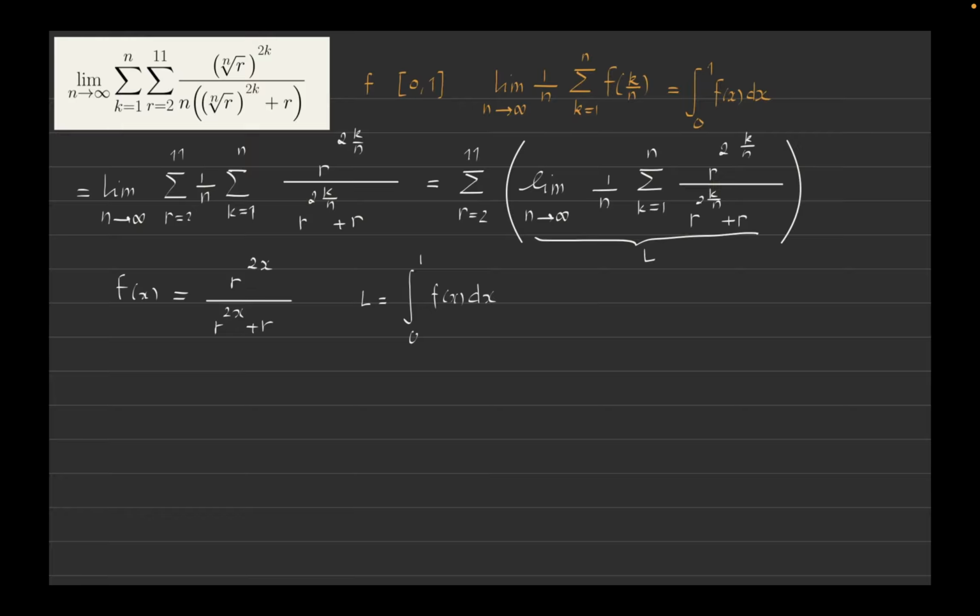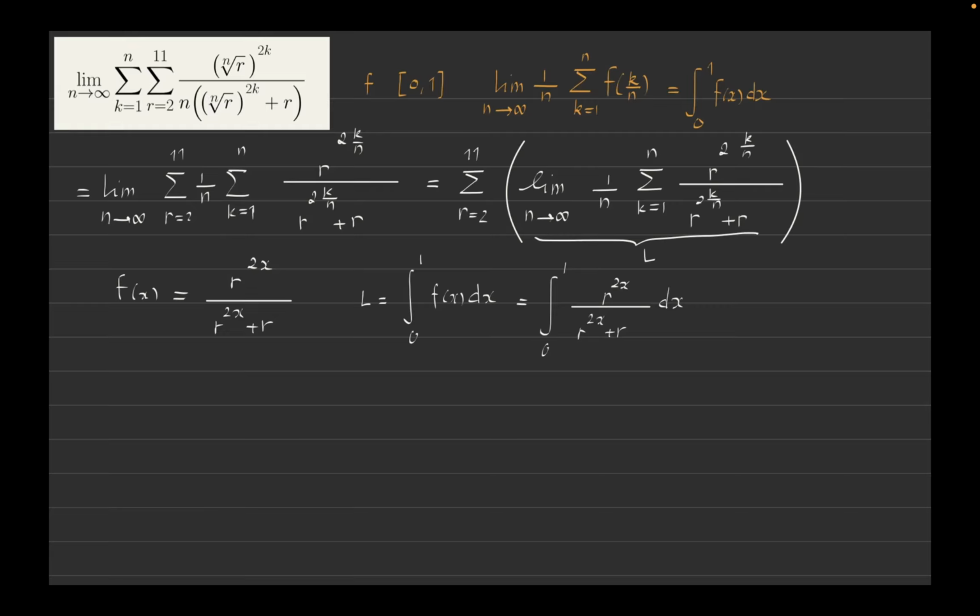Okay, so I need to calculate this integral, and this integral is simple. I have to calculate the integral from 0 to 1 of r to the power of 2x divided by r to the power of 2x plus r. Note that this r is any integer between 2 and 11. It's a fixed one, okay? I fixed r. And this is also very simple.